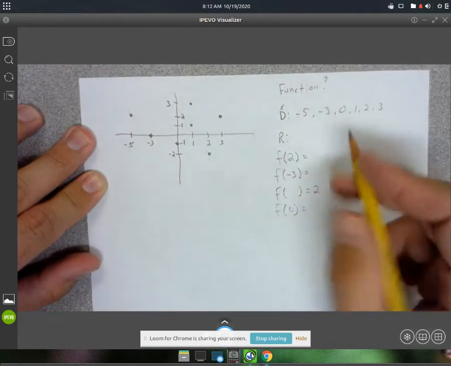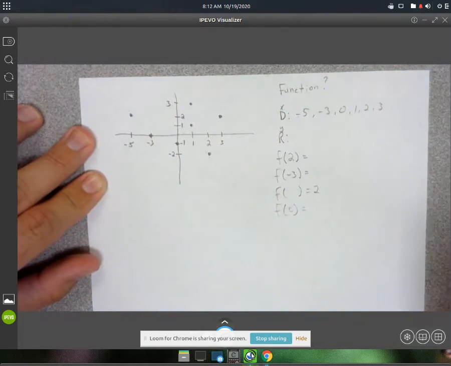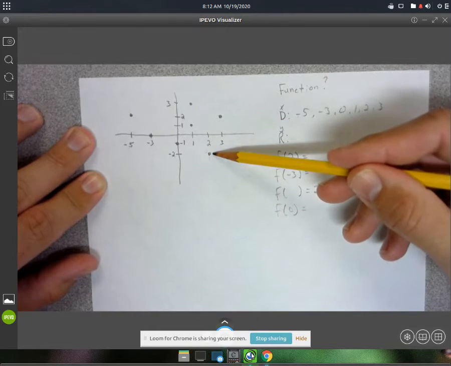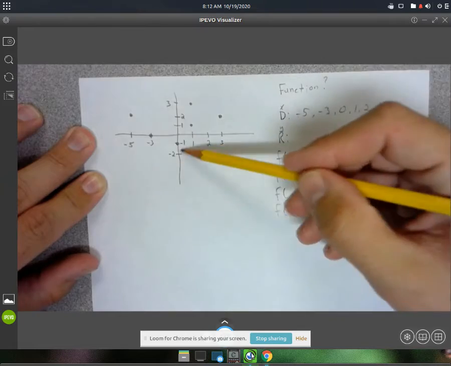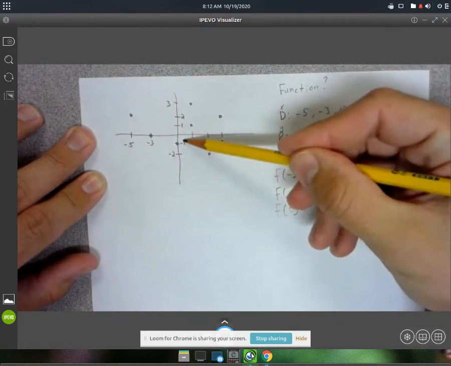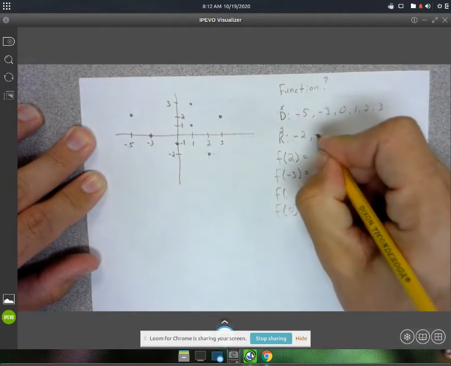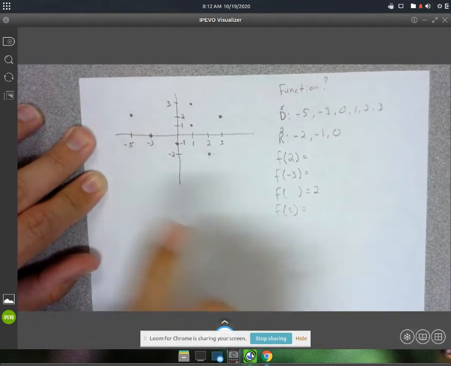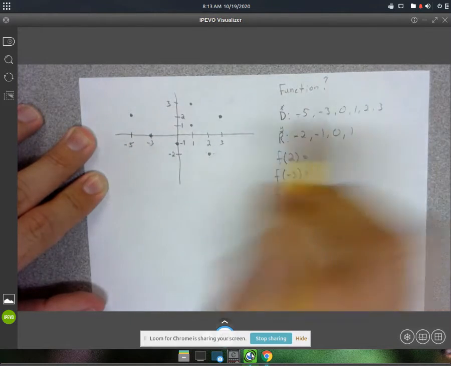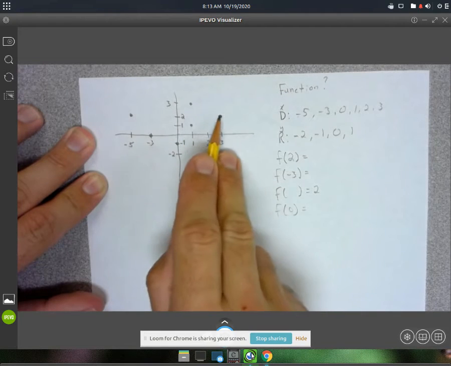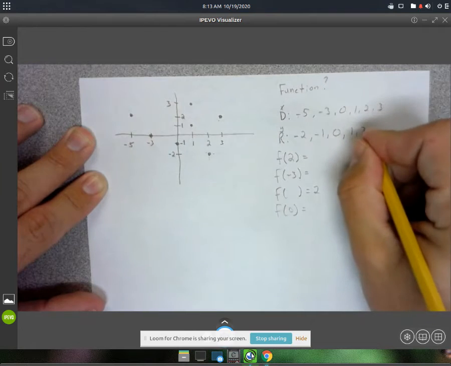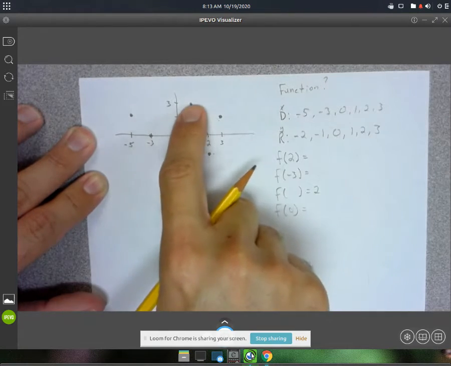And then your range is going to be your list of y values that are actually recorded. So the lowest one is right here, and that y value is -2. And then there's one here at -1. There is one at 0. Okay, that one has a y value of 0. There's one at +1. There's one at +2. There's actually two at +2 there. And there is one at +3 as well.